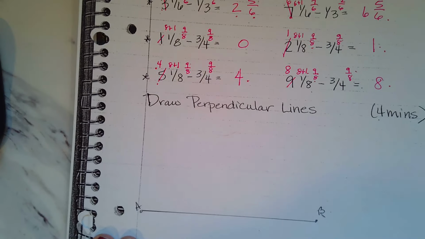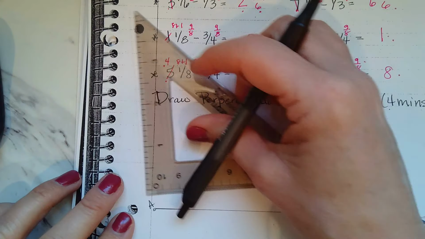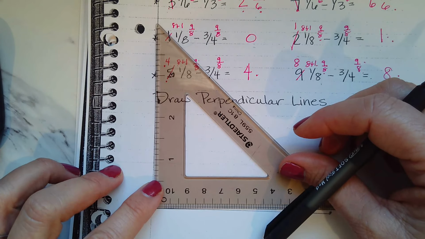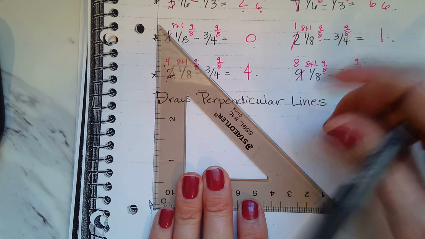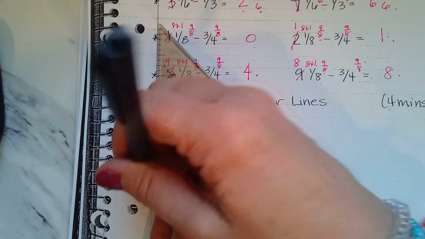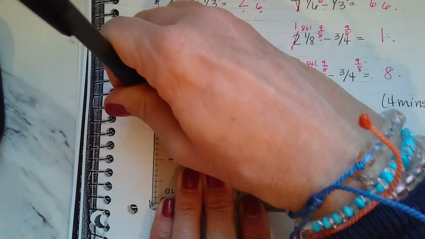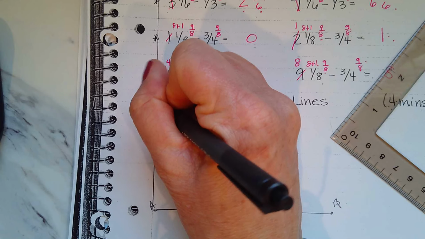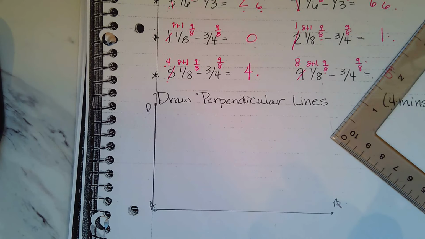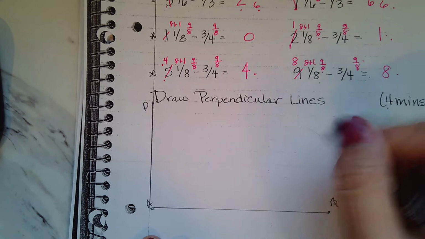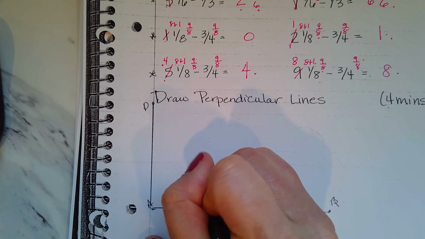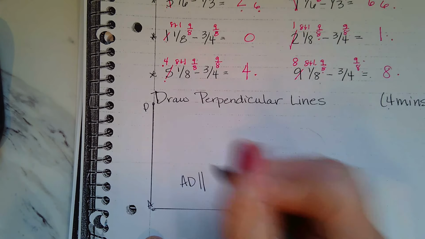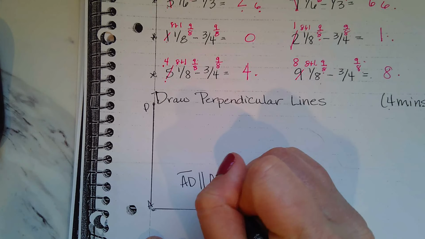Perpendicular. I'm going to need my set square to A. So my line has to share the point. So here is going to be D up here. So AD is perpendicular to AB. So we would write that as AD is perpendicular to AB.